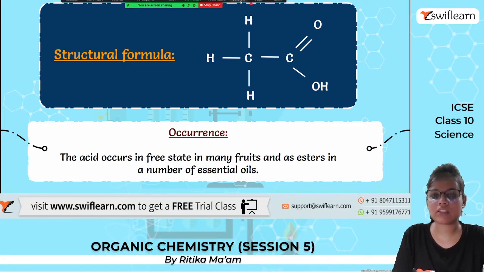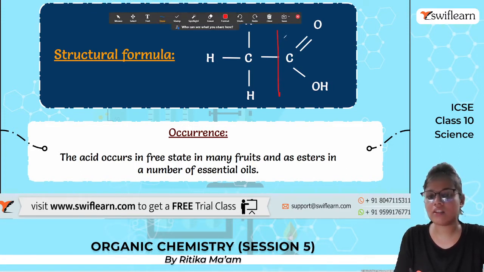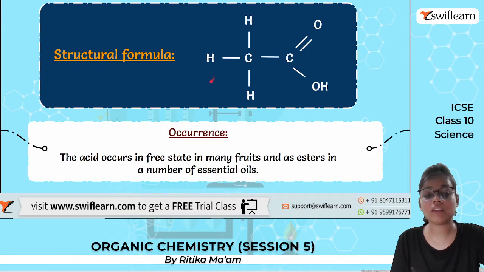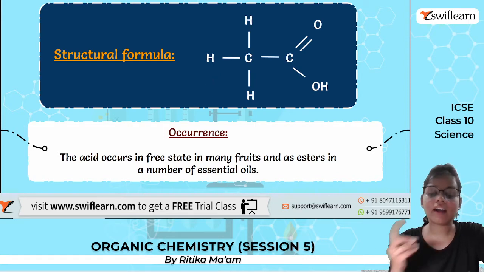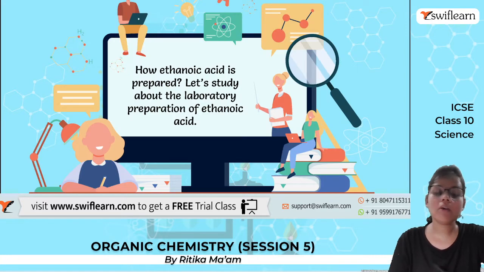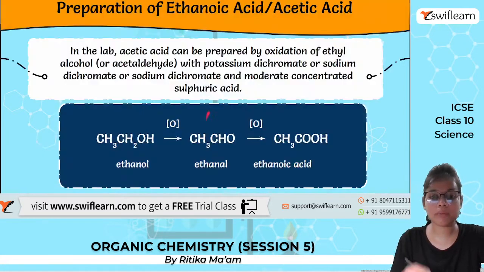So how does it look like? So this is the functional group, okay, and it is added to this particular group. So these acids occur in free state in many of the fruits, and they occur as esters in essential oils. How is ethanoic acid prepared? Let us study about this laboratory preparation.